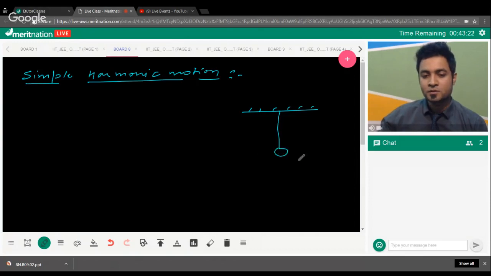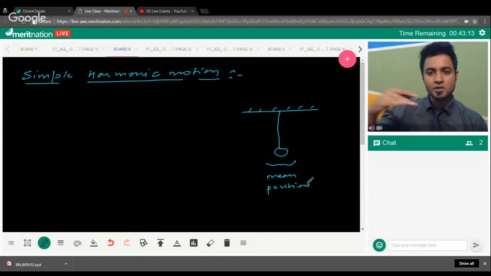So yes, I do have a pendulum here. This one is the mean position, and it just oscillates, doing the to and fro motion about its mean position. These are the extreme positions.